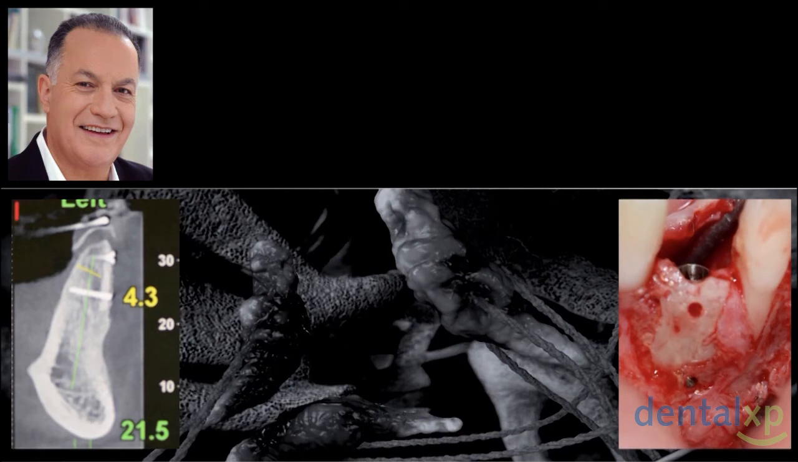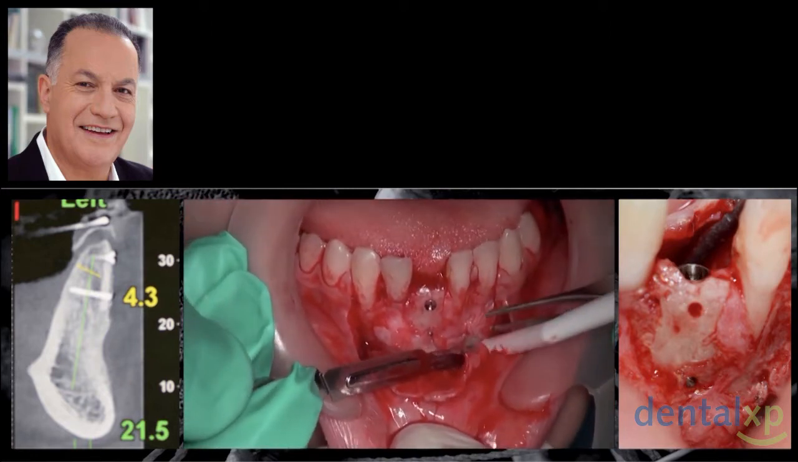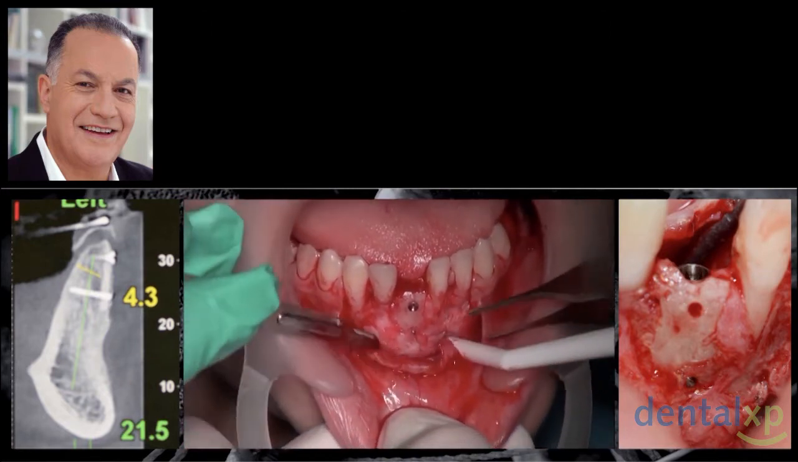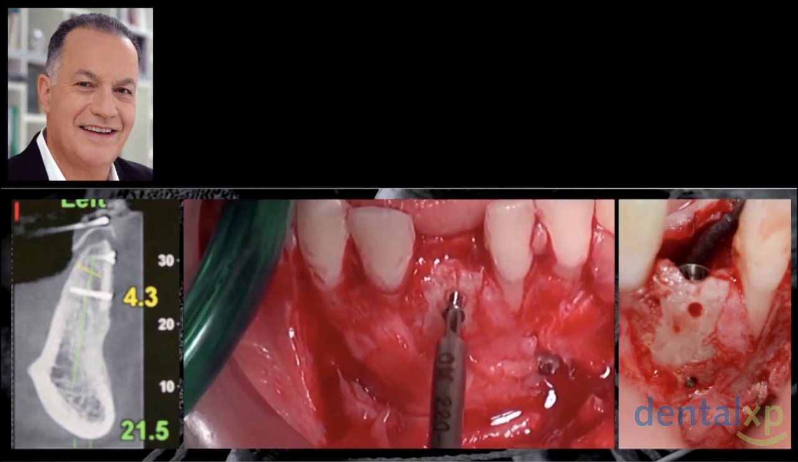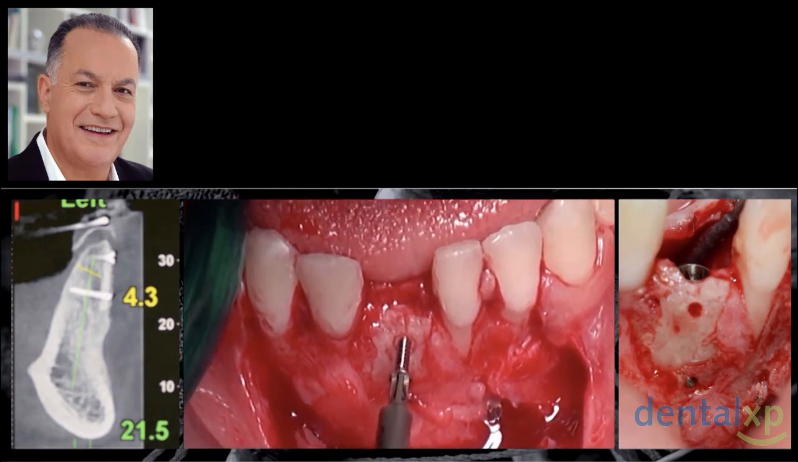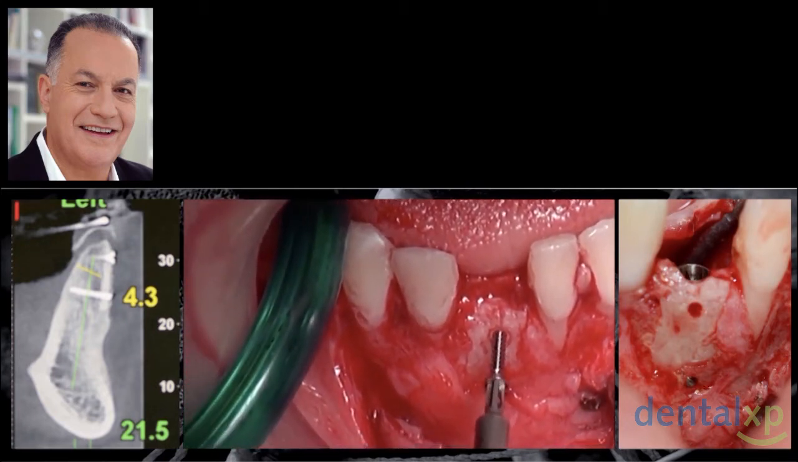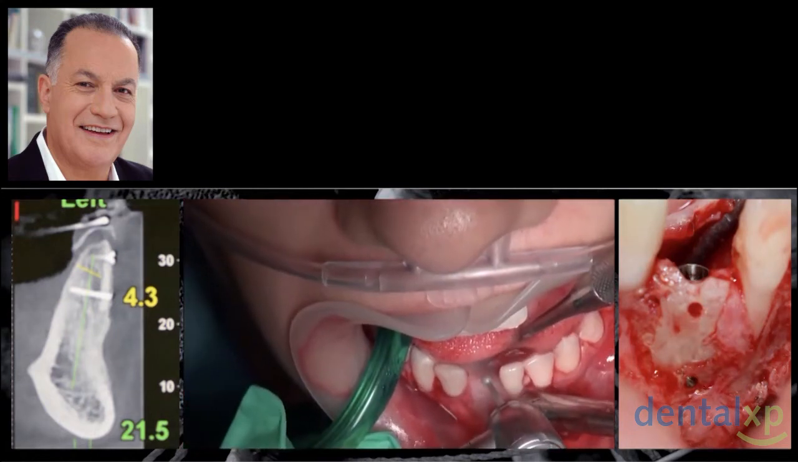And we can see on this picture, on the left side and the right side, the clinical and the computerized tomography, to show us the healing and the very good result we have achieved. We release the flap to place the implant, and we can appreciate the quality of bone in which we will be able to place a nice implant in good condition.